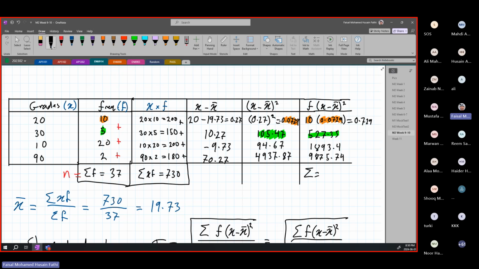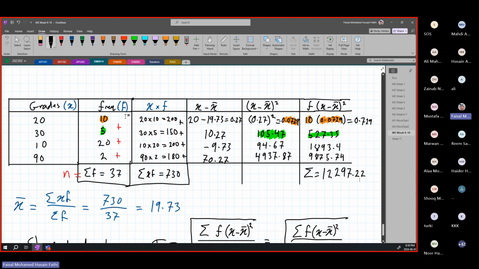So 0.729 plus 527.35 plus 1893.4 plus 9875.74 is equal to 12297.22. All right. And that's it.